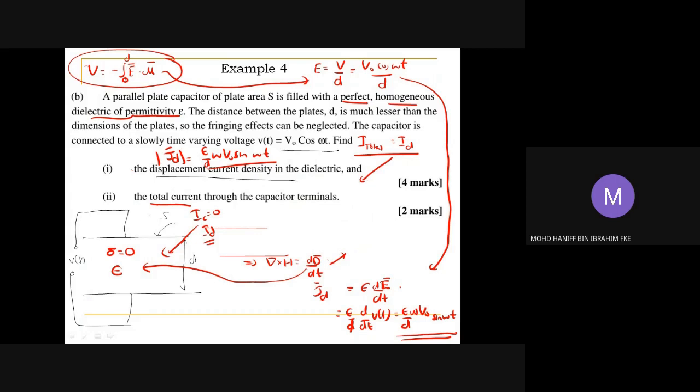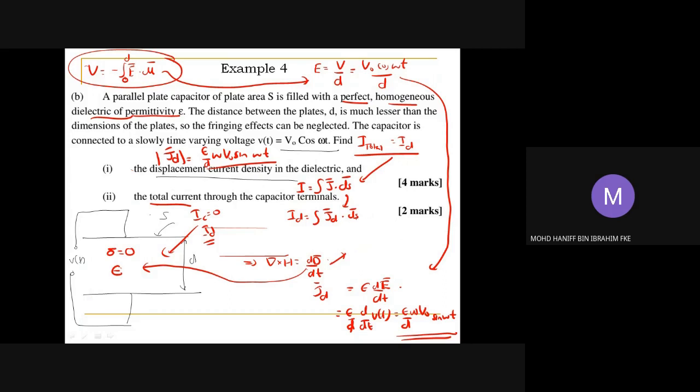We have learned previously in chapter 5 the relationship between the current and the current density, I and J: I shall be the integration of J dot ds. Am I right? This is your relationship. We're going to use this again, so in terms of ID, it should be ID equals the integration of JD dot ds. The displacement current will be the integration of your displacement current density dot product with the surface.